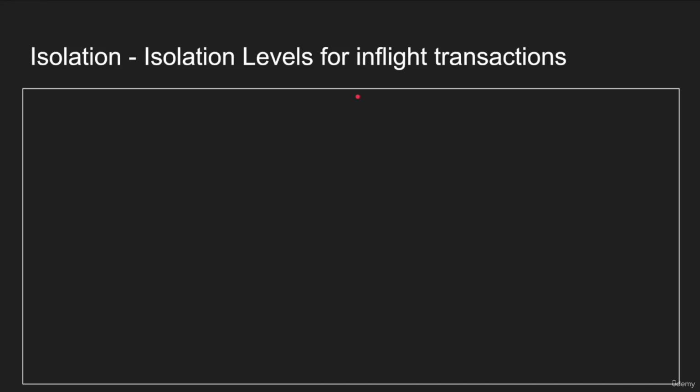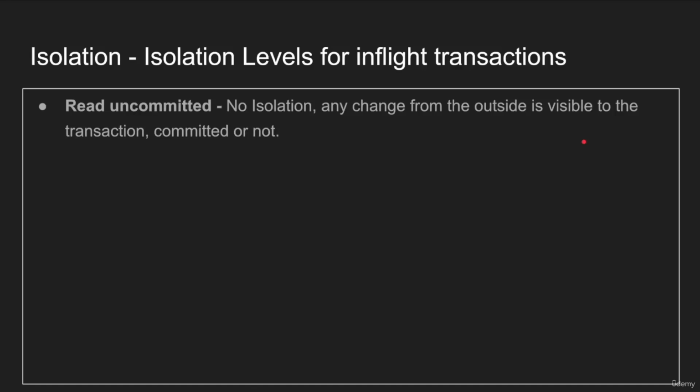All right. We talked about read phenomena. We need to talk about isolation. I know this lecture is a little bit long, guys, but there's a lot of information here. Feel free to ask questions to understand this better. So, isolation levels for in-flight transactions. What are they? We're going to talk about many isolation levels that were invented to fix those read phenomena that we talked about.